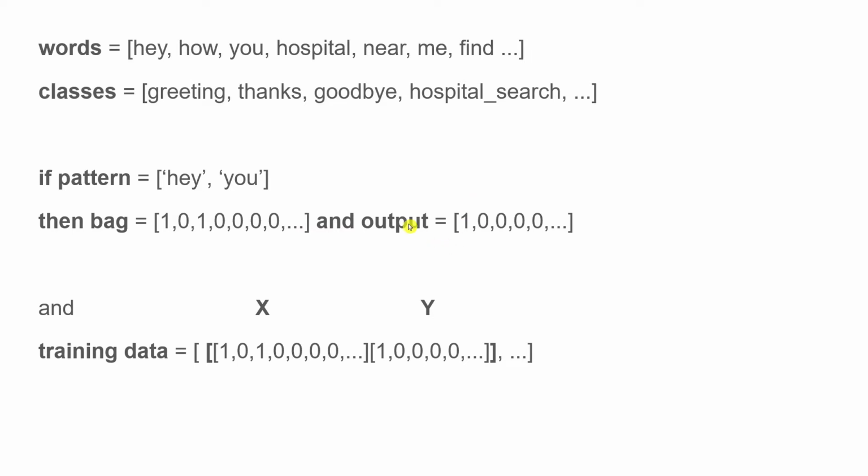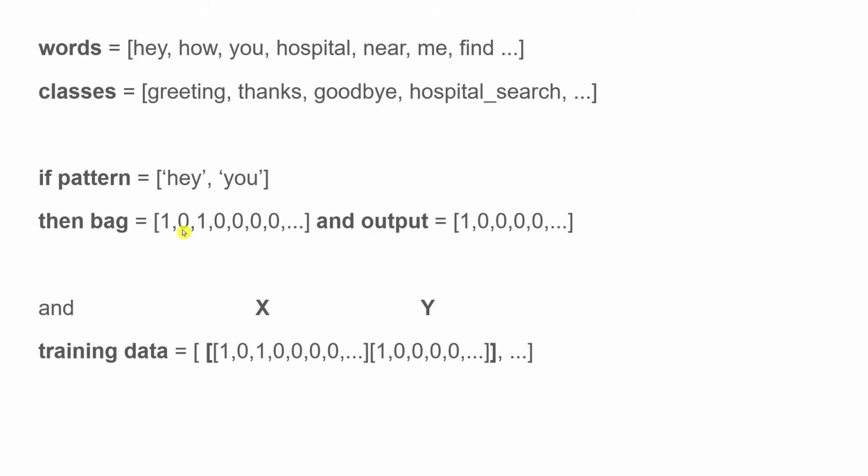And then we come to our output. So our output is which class our pattern falls into. Our hey you falls into greeting, so the first item is 1. Now this output is a kind of mapping of these classes, with the class that the pattern falls into being 1 and the rest of the classes being 0. So as you can see here, this output is 1 0 0 0 because our pattern is greeting. So the first index is 1 and the rest are 0. We are doing this because this is how we are going to train our model.